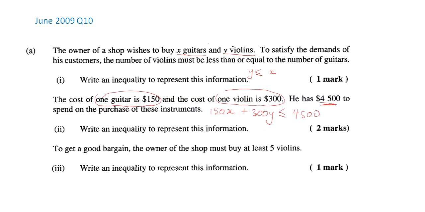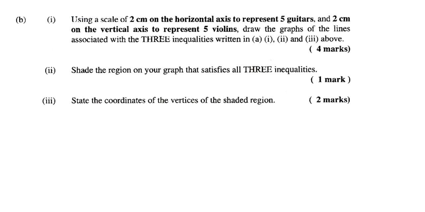And then the last inequality: to get a good bargain, the owner of the shop must buy at least 5 violins. Violins is represented by y, so at least means y is greater than or equal to 5. So now we need to convert that. Part B now, they're obviously going to ask us to draw this information.